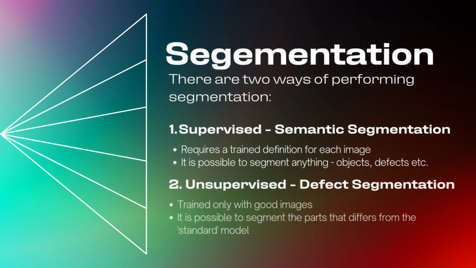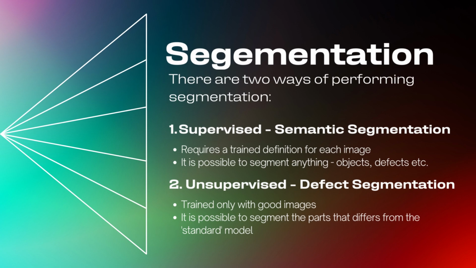So now, it seems that there are all sorts of different options all the way through this, but segmentation has two different ways of going about it. The first way is so-called supervised segmentation. This is where we are looking for specific types of defect, and we would need to give examples of each of those defects in our training set.